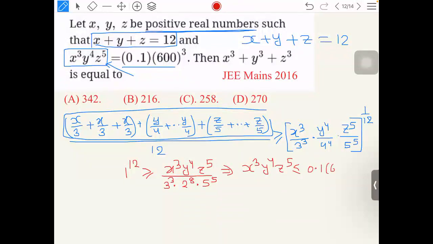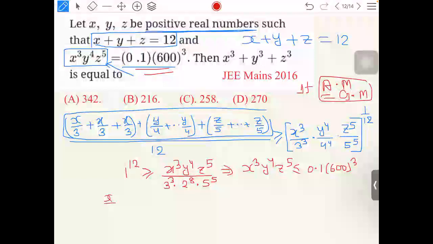0.1 into 600 cube. But its value is given as this only. That means it is the case of AM equal to GM. And if AM equal to GM, then I told you that all the terms must be equal. That means x by 3 should be equal to y by 4 should be equal to z by 5.